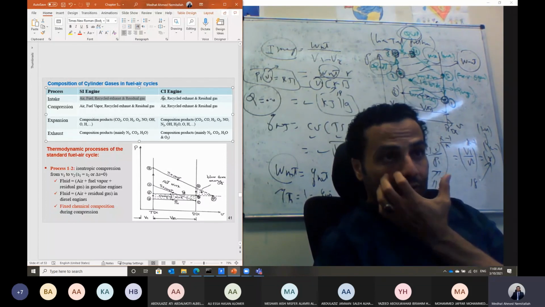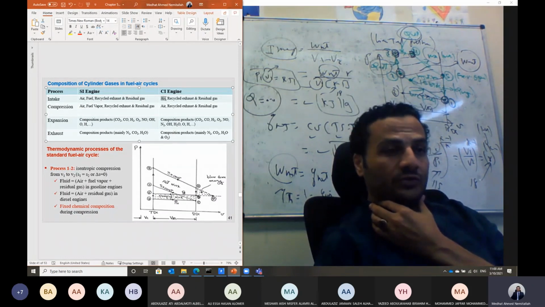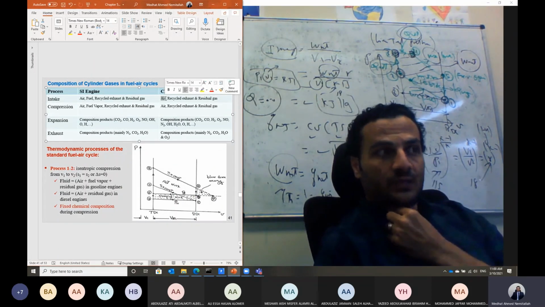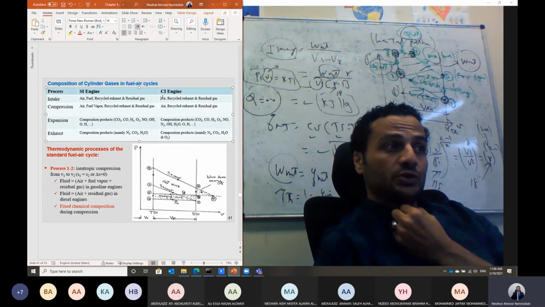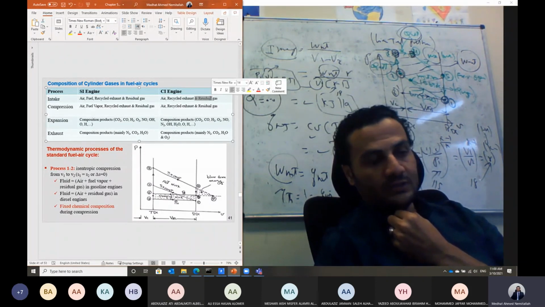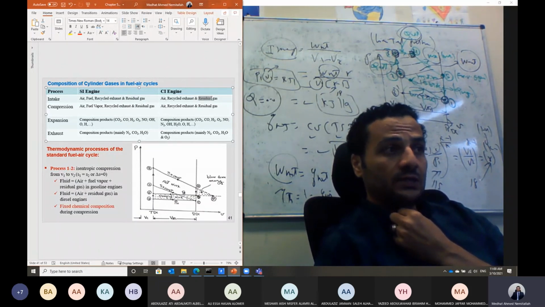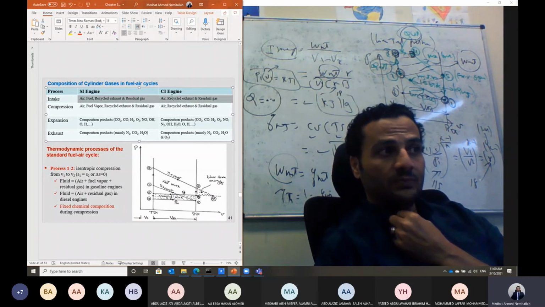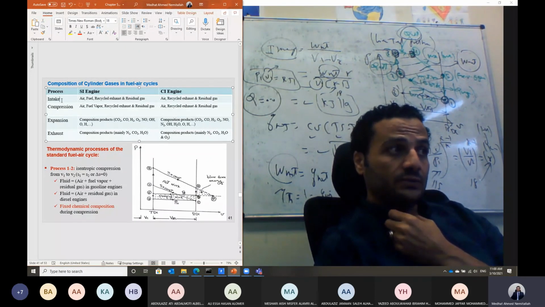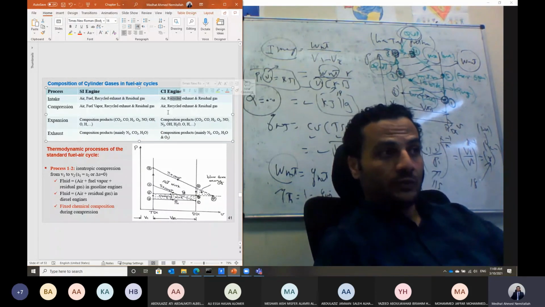In the case of the diesel engine, during the compression stroke, the charge is only air. We don't have fuel. Fuel is injected at the end of the compression stroke. So in this case, the charge will be air plus recycled exhaust gases, plus some residual gases, if we have exhaust gas recirculation. So the difference between gasoline and diesel in terms of the charge during the intake stroke is that in the diesel engine, we don't have fuel.